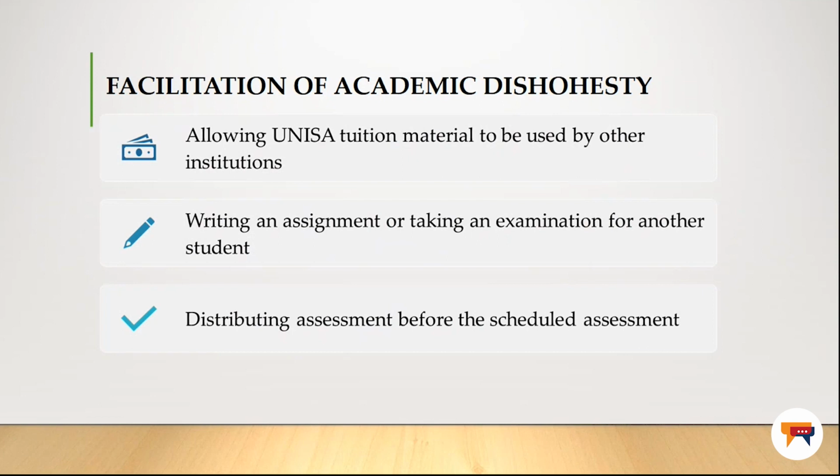The other act that contravenes academic integrity is facilitation of academic dishonesty. Collaborating in doing academic dishonesty activities. Allowing UNISA tuition material to be used by other institutions. That is not acceptable. Writing an assignment or taking an examination for another student. Distributing assessment before the scheduled assessment time. That is not acceptable. It contravenes the academic integrity policy.